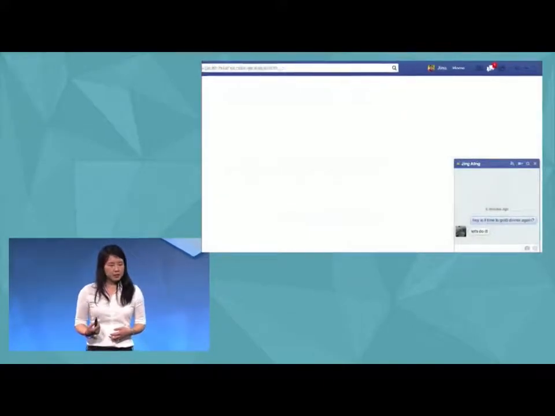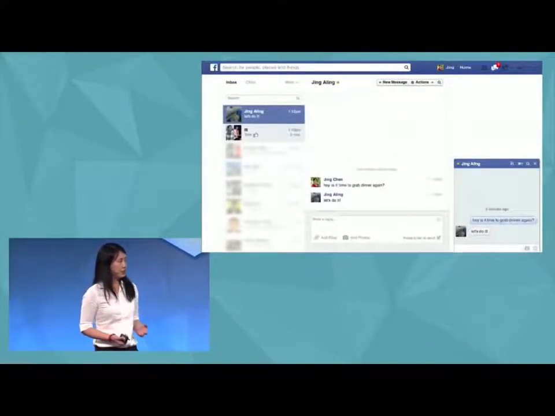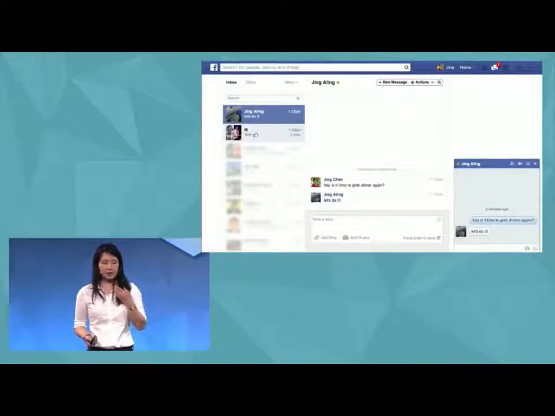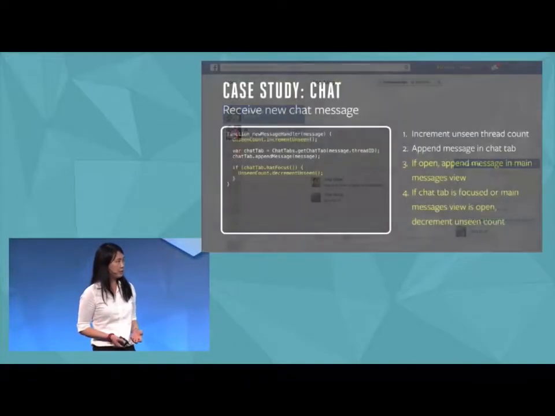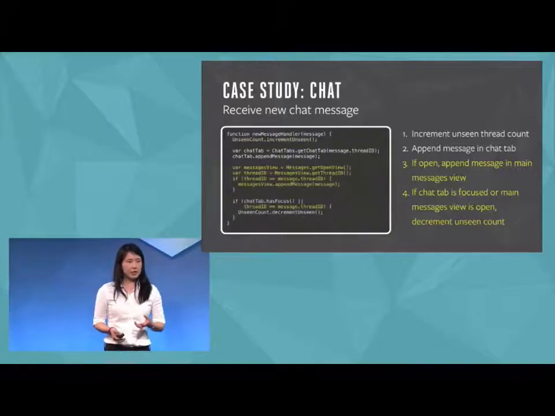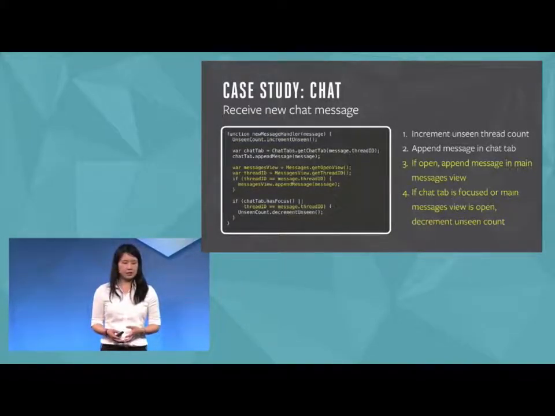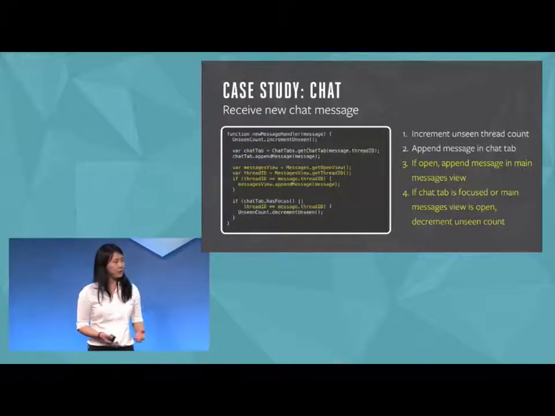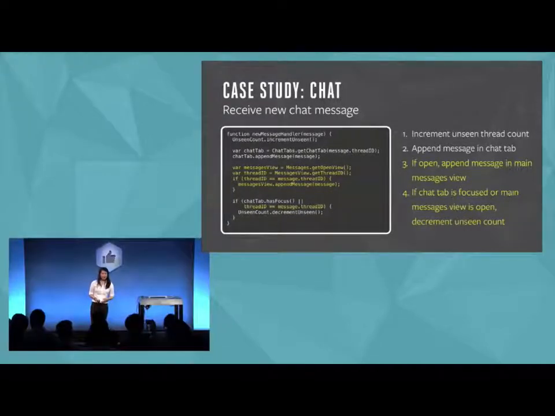A couple months later, we also introduced the larger messages view. And with that, we made this handler even more complicated. This is what we had before, and now we have to account for the messages view and decrement the count under the right conditions if we think the user is looking at either one of the views. So what are the problems here? One is that the code really has no structure. It's very imperative, that makes it fragile, and we lose a lot of the original intent behind it.